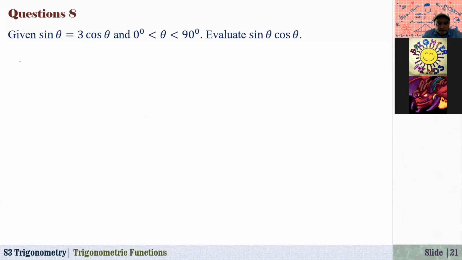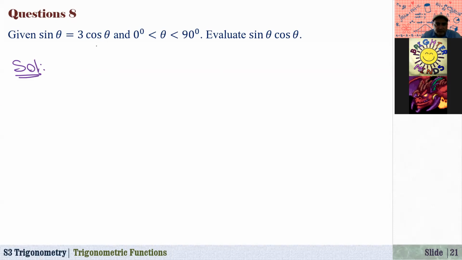Question 8. Sine of theta is equal to 3 times cosine of theta, and angle theta is between 0 and 90 degrees. Evaluate sine of theta times cosine of theta.